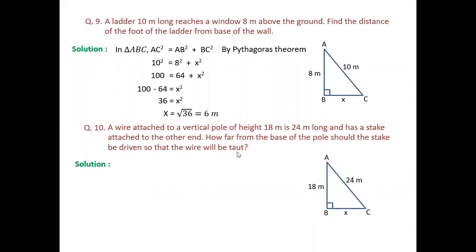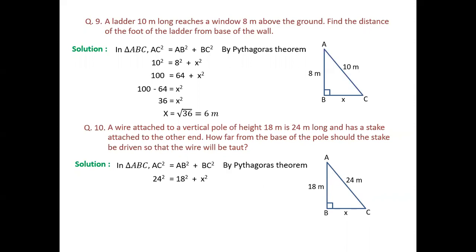So how far from the base of the pole should the stake be driven so that the wire will be taut? Taut means it is not sagging, it is perfectly stiff and straight. So without any sagging is taut. Okay. Now, so this is a straight wire, no bend, no sagging. Again, it's a right triangle. So using Pythagoras theorem, AC square is equal to AB square plus BC square. AC is 24, put the value. AB is equal to 18.